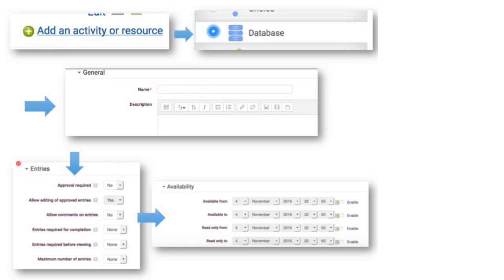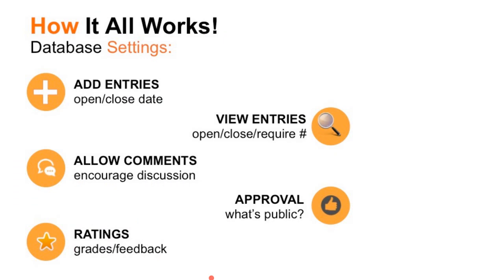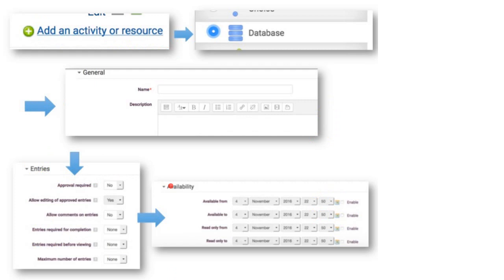So first, I'm going to talk about adding entries. When do you want them to be able to add entries? When do you want entries to stop? Okay, this is the availability section here. So it's available from a certain date and a certain time, which means people can begin to add entries, and it's available to a certain date and a certain time. And this is when entries stop.